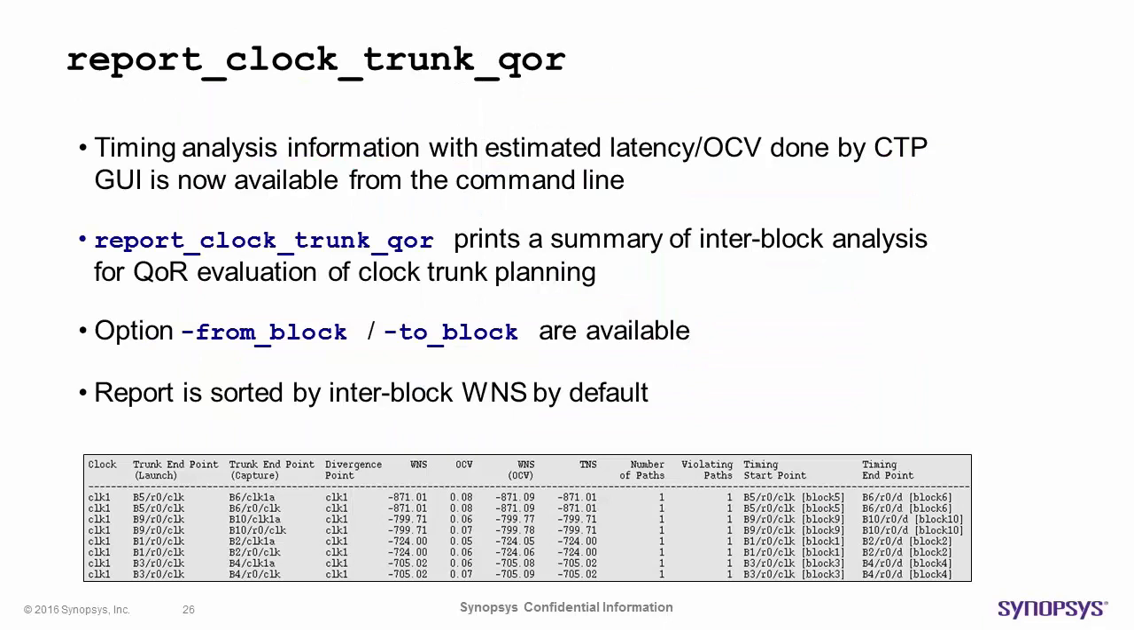This is the report clock trunk QoR command. Timing analysis information with estimate latency OCB done by the CTP GUI is now available from the command line. Report clock trunk QoR prints a summary of inter-block analysis for QoR evaluation of clock trunk planning. You can also use the option -from block to block. The report is sorted by inter-block WNS by default.